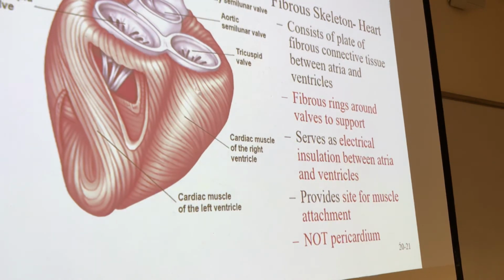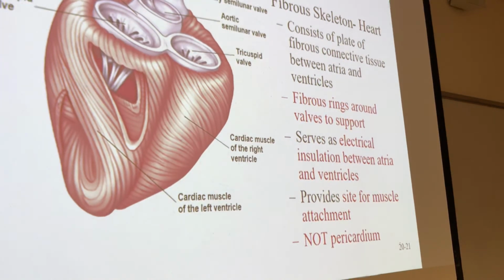The fibrous skeleton are plates of connective tissue. So these are plates we're talking about. These plates of connective tissue serve three separate important functions. The first one, these are fibrous rings that help support your valves. Think about your aortic valve. Your aortic valve has to withstand pressurized blood from the left ventricle with each ejection, right?